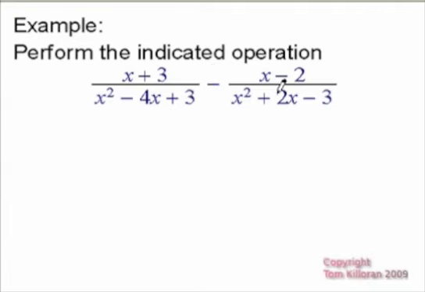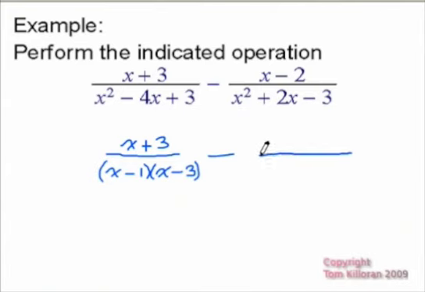Before we can find a common denominator, I need to know what factors are contained in the denominators of both of these fractions. So I'm going to start off by factoring both denominators. Let's see. Factors of 3 that add up to 4, well, that would be 1 and 3, so it would be x plus 1 and x plus 3. And since it adds up to a negative 4, they're both going to have to be negative. Alright, this is minus the other one.